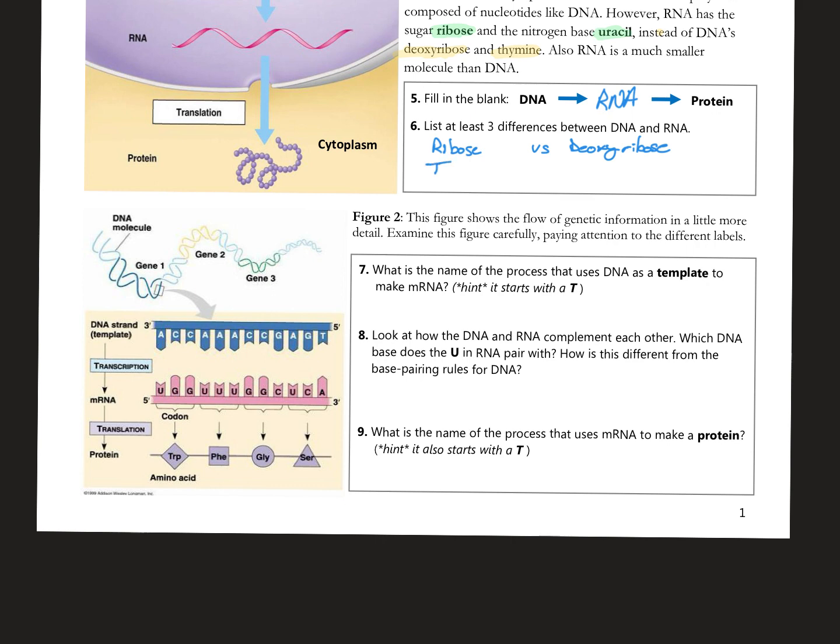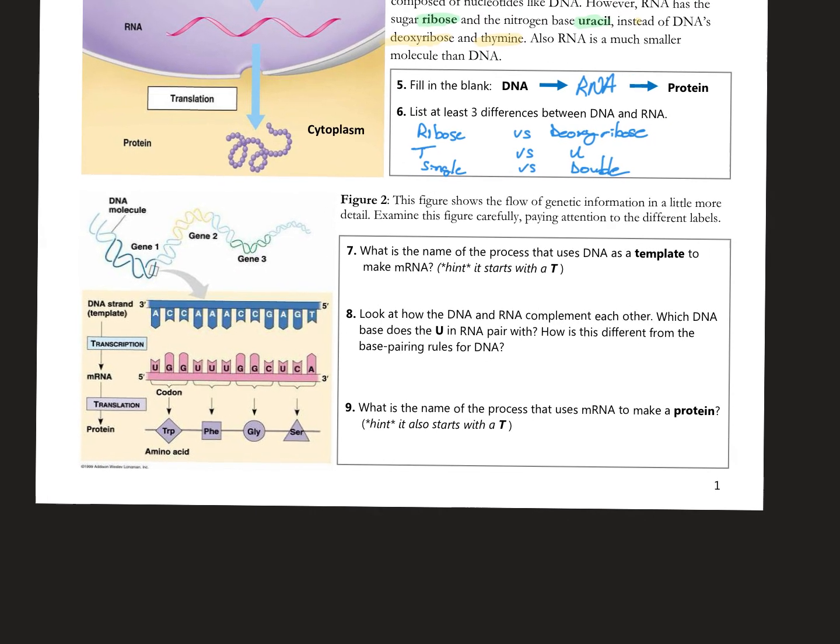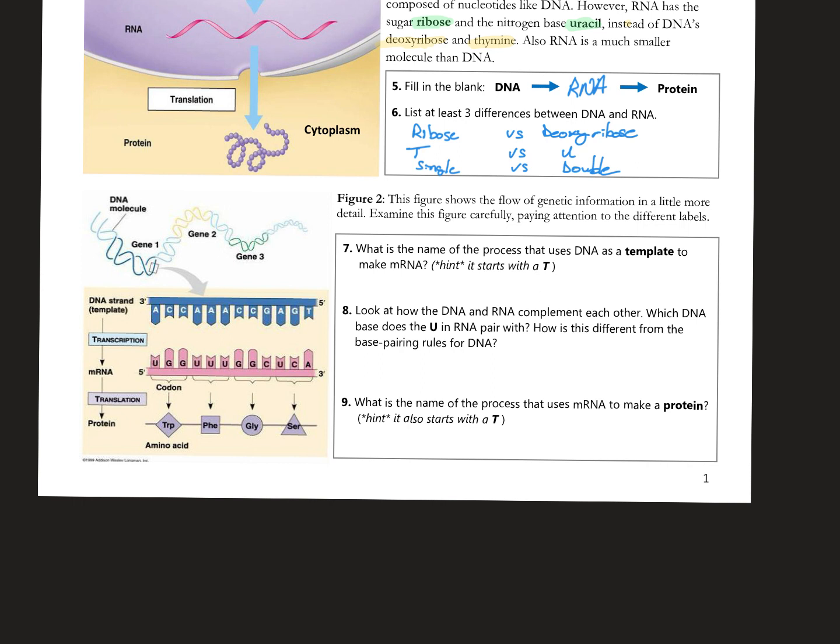Let's just put T versus U, right? Single-stranded, that's right. And then double-stranded versus double, right? Those are at least three. Then the function, you can look at the function. DNA is just holding the information. RNA is actually doing stuff with that information.